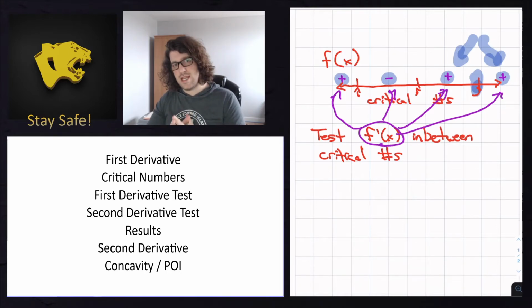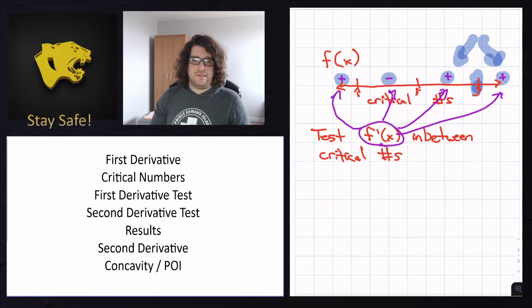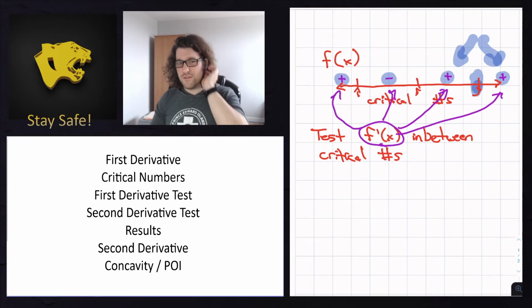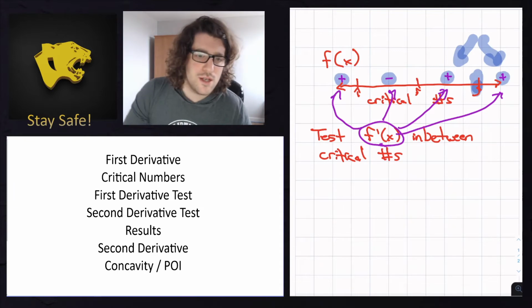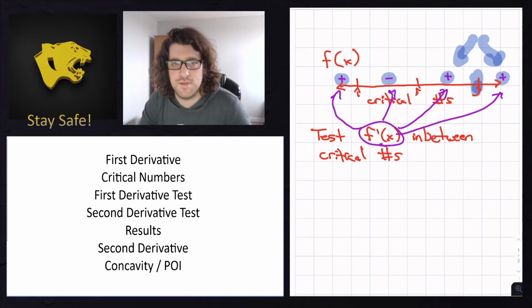So if you did have places on your original function where you had a domain problem, you would also have to record those as your set of critical numbers on your number line, keep track of them, and test your derivative on either side of those as well. So that is, as I said, the first derivative test.